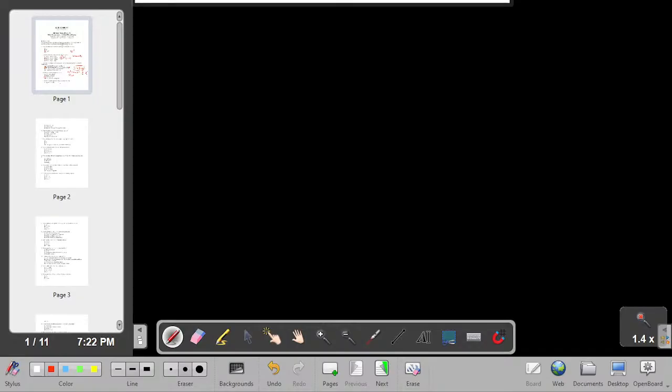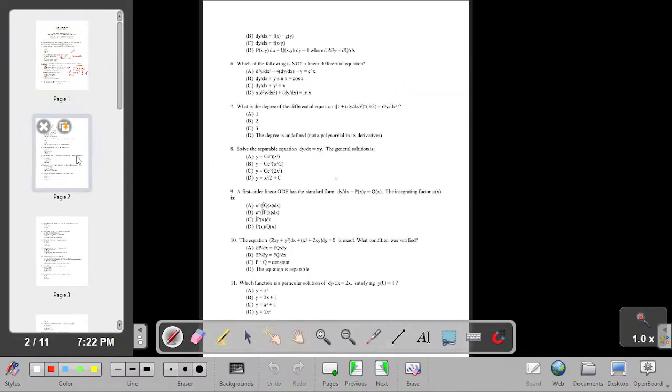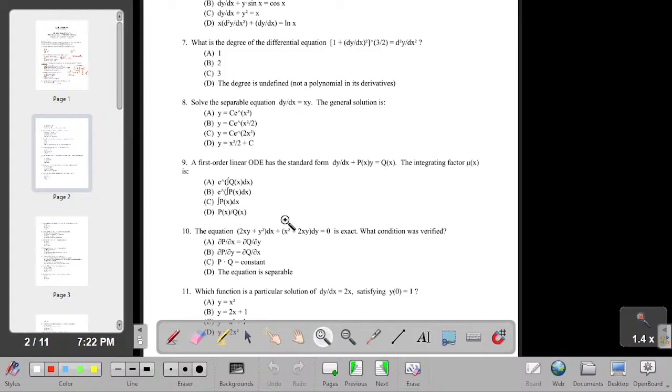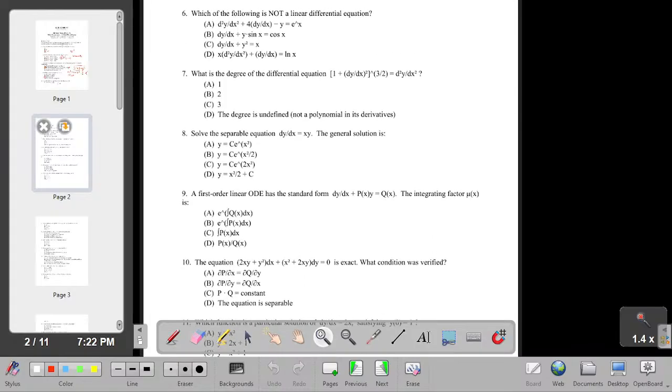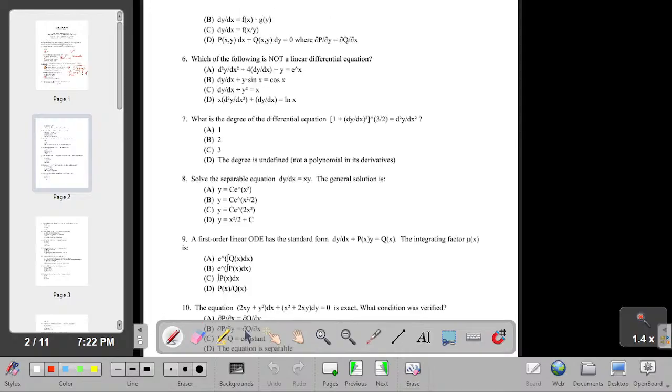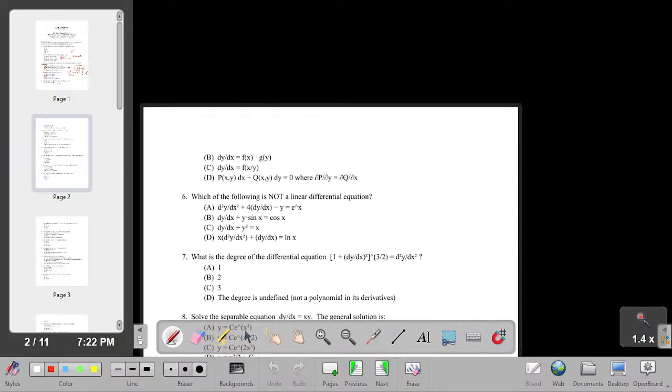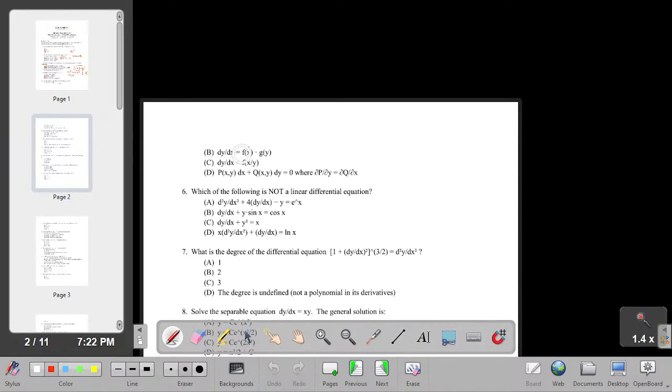So let's see the second. B is saying dy/dx is equal to f of x times g of y. This is what I was talking about. Make sure that they are multiplying, so that the function of x can be easily separated from the function of y when they are multiplying or dividing, so that you can cross multiply. As simple as that.